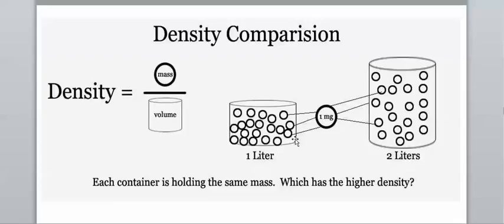Okay, the higher density is going to be, if they have the same mass, the higher density will be the container that has the smaller volume. Okay, if you see the 2 liter container has a lot of spaces in between the little bubbles of mass, whereas the container on the left has very little space in between. So again, remember that if two containers have the same mass, but have different volumes, the container with the smaller volume is going to have the higher density.